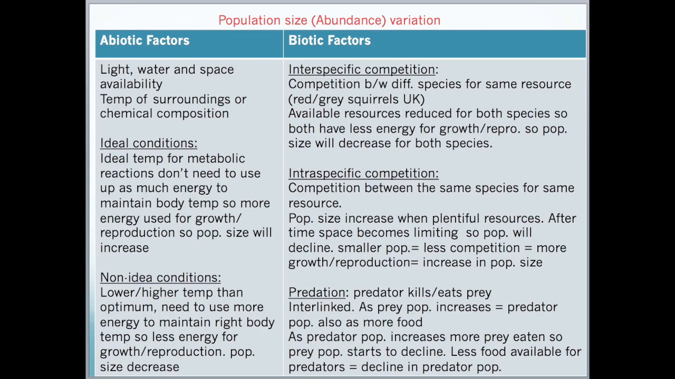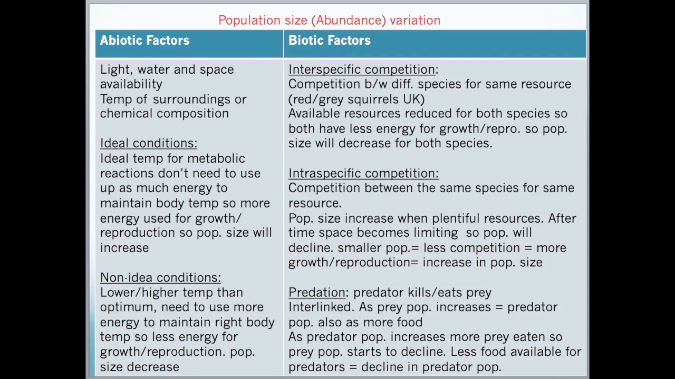Intra-specific competition refers to the competition between the same species for the same resource. So the population size will increase when there is a lot of resources available. However, after some time, the space becomes a limiting factor. So the population will decline, which means that if there is a smaller population, there is less competition, meaning there is more growth and reproduction, which then leads ultimately to, again, an increase in the population size.